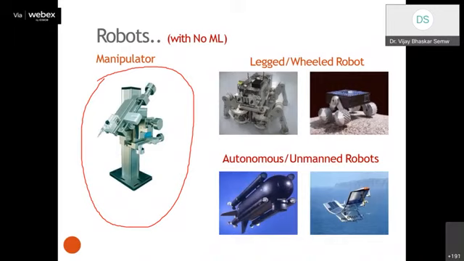Another category of robot is legged and wheeled robots. So there are different sorts of applications of robots. Some robots are very similar to human beings. We refer to them as humanoid robots or bipedal robots. The basic utility is that they are supposed to work in human-similar environments. They are supposed to play soccer games like human beings, or play and entertain in human environments.